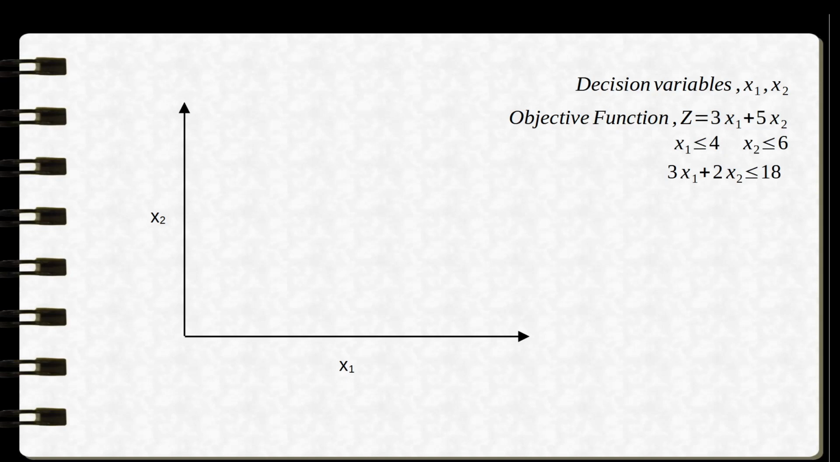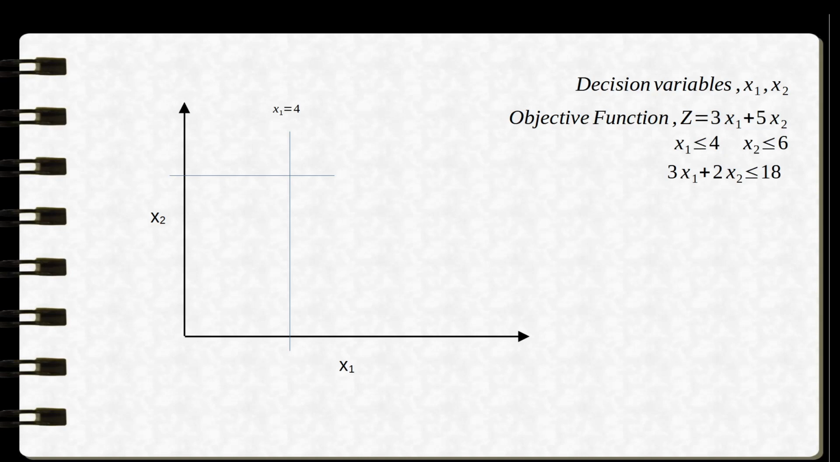Now first we draw the constraints that we have. Because x1 cannot be greater than 4, we draw a line for the constraint x1 is equal to 4. It's going to be a vertical line which is going to cut the x1 axis at 4.